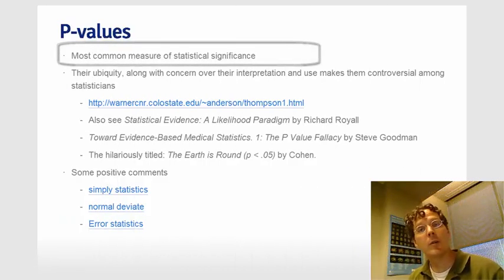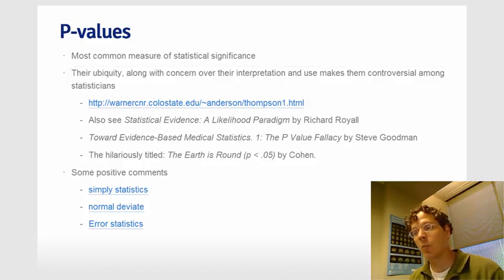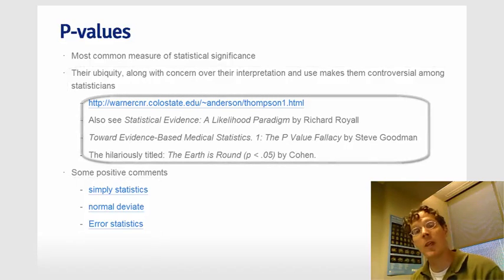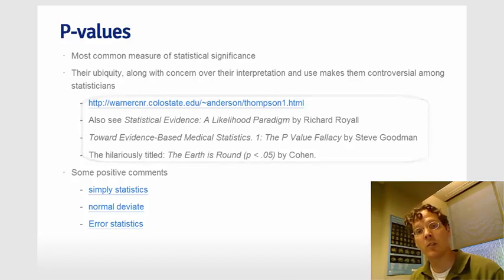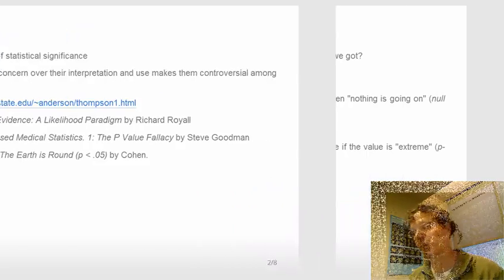P-values are the most common measure of statistical significance. Basically, every statistical software that performs a hypothesis test outputs a p-value for you. And because they're so popular, and because often they get misinterpreted, they're quite controversial among statisticians. So what I give here are some comments both in favor of and some papers and commentaries against p-values. In this class, we're not going to focus too much on these controversies, but instead are just going to focus on how do you generate a p-value and how do you correctly interpret it.